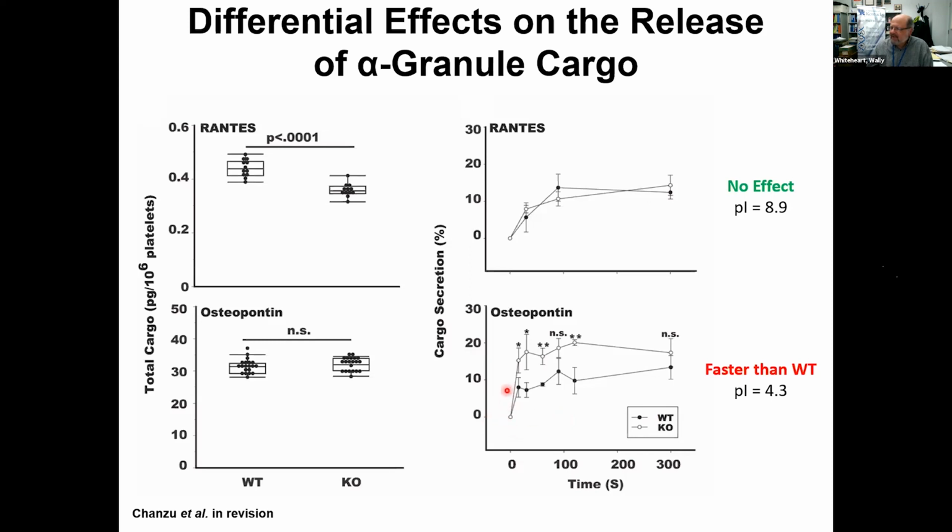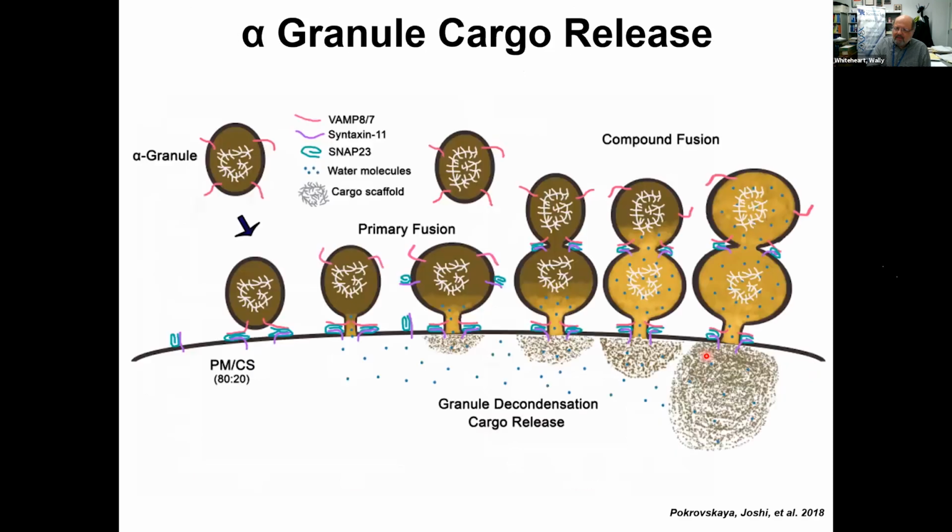And in this particular case, you can see that the knockout actually has a much faster, more extensive release than does the wild type, suggesting that perhaps serglycin is playing a negative role in the release of this osteopontin molecule. And when you remove it, it actually is released more effectively. So this sort of allows us to look at this model a slightly different way.